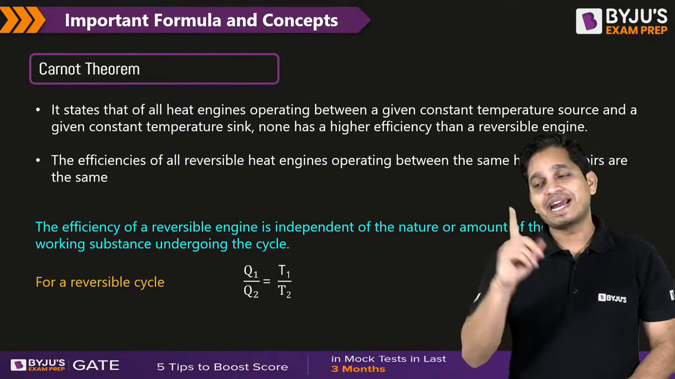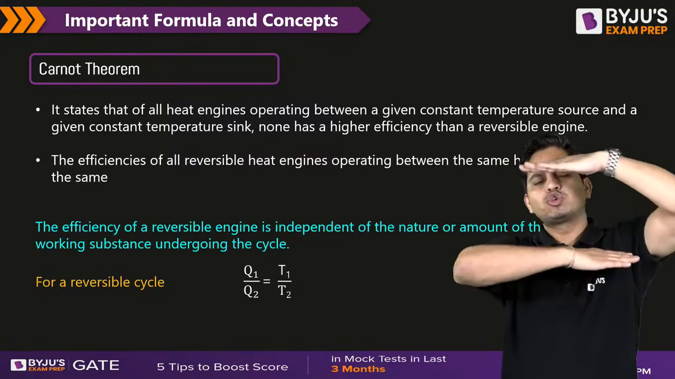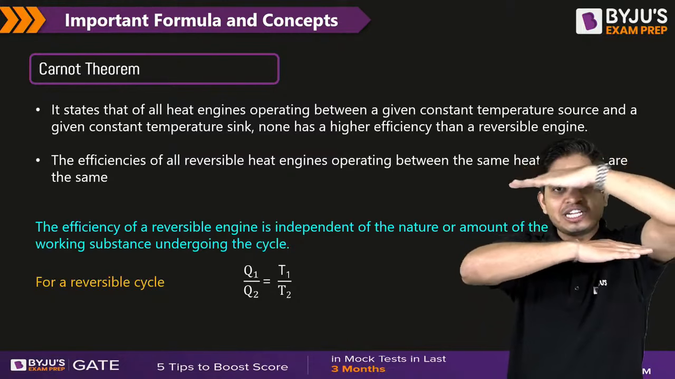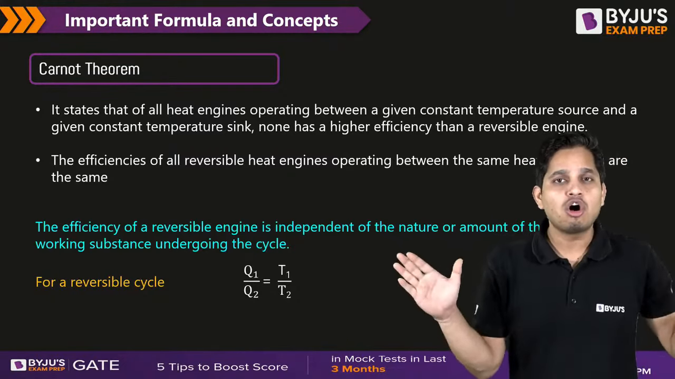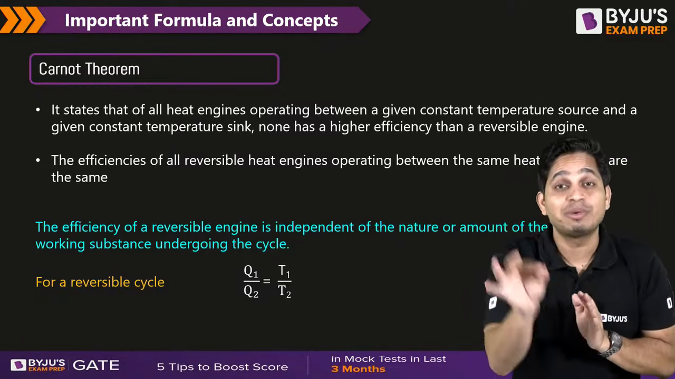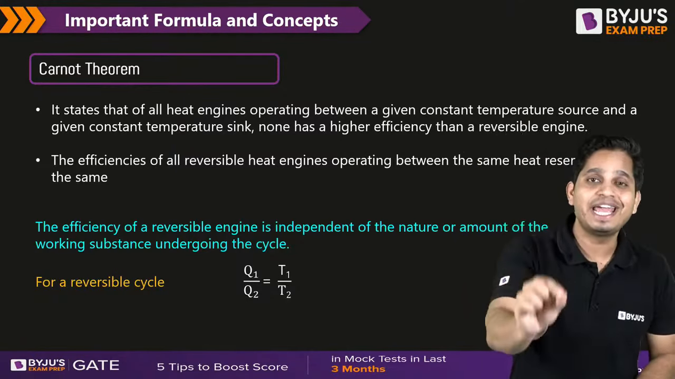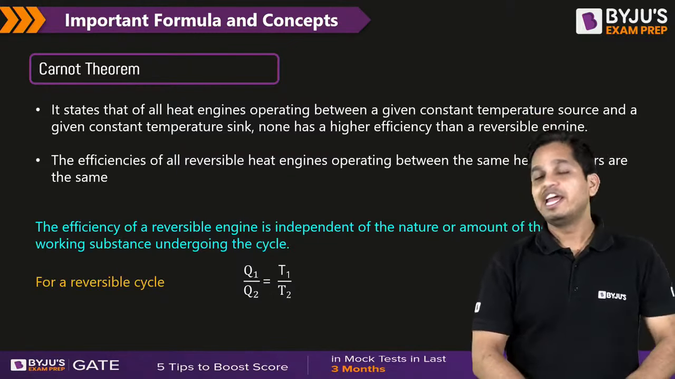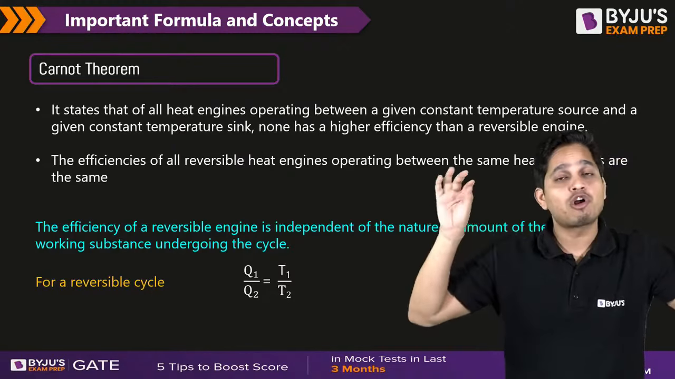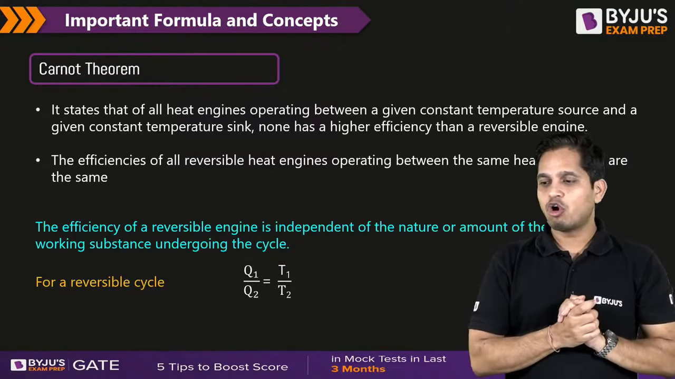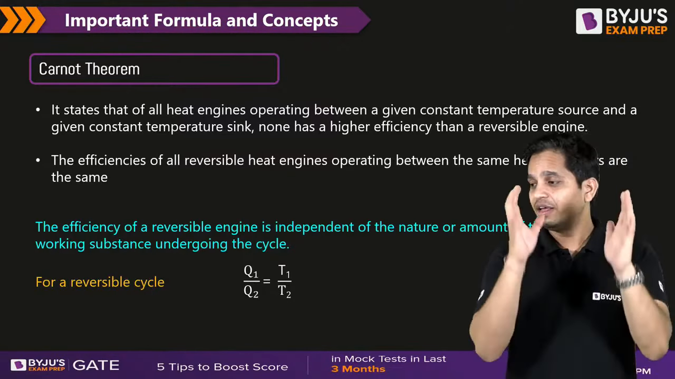Also, what does the second say? When many reversible heat engines are installed between the same temperature limits, then all the reversible heat engines will have the same efficiency. If the temperature difference is the same, then the efficiency will remain the same for all the reversible heat engines.